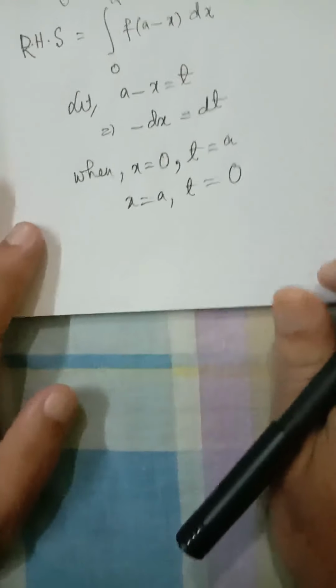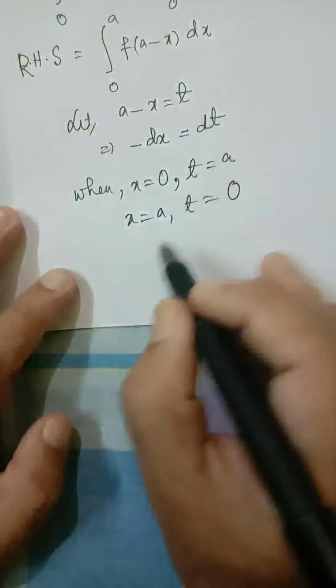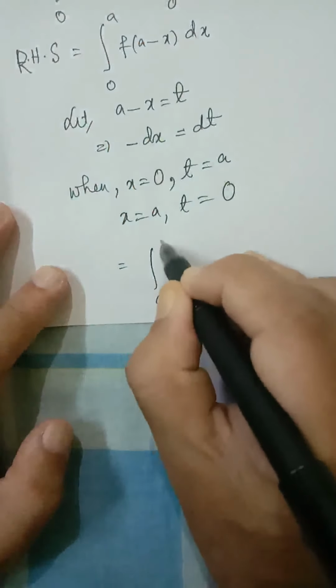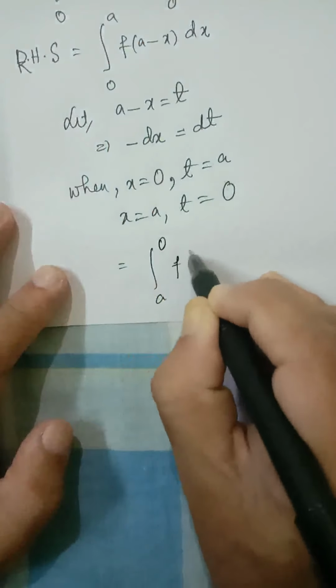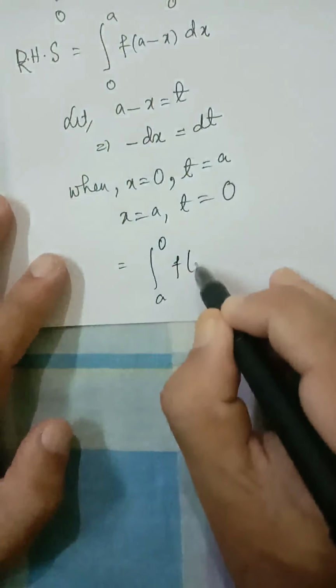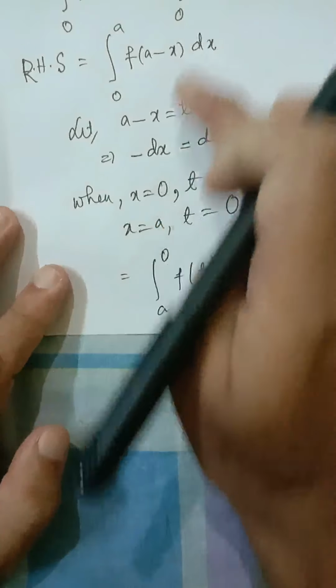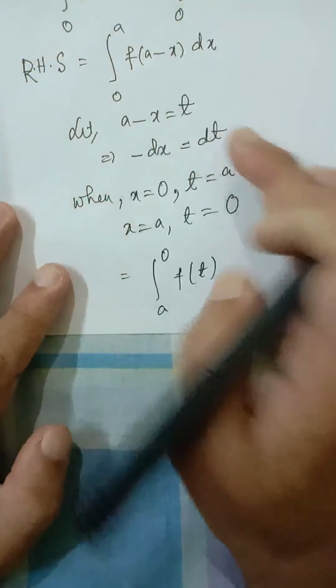So the given integral changes to, now you can see, 0 to a will become, when x equals 0, t equals a, and when x equals a, t equals 0, so a to 0, f of a minus x is t. And dx, you can see, from this, dx equals minus of dt.